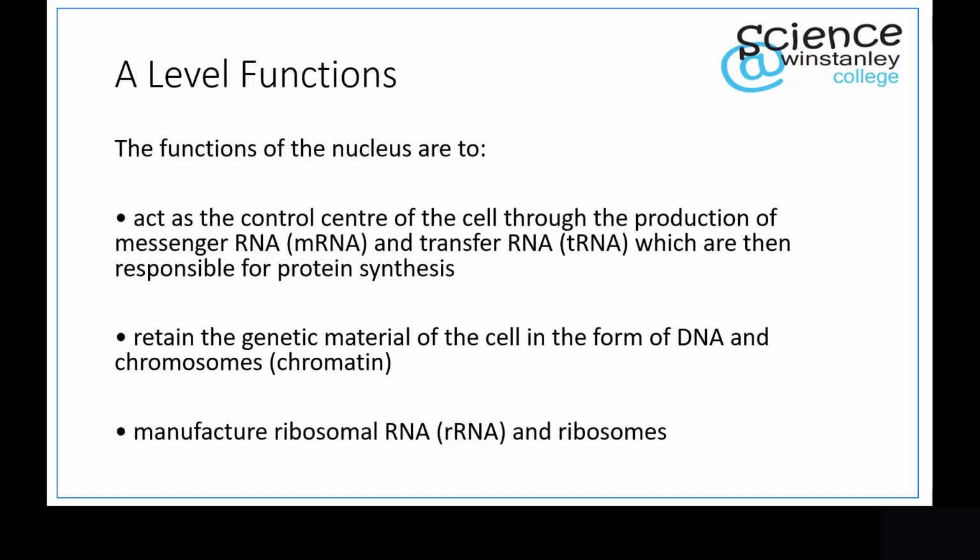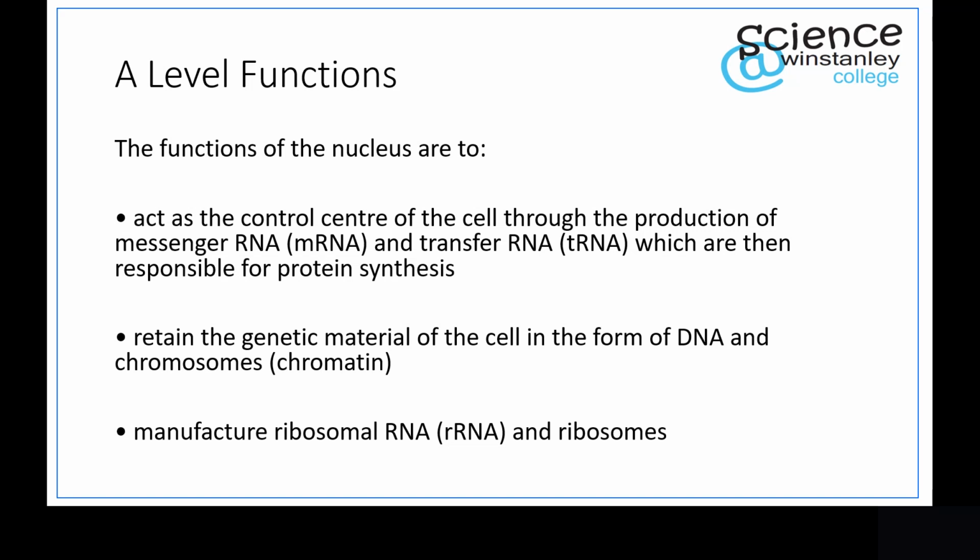The second bullet there is about retaining the genetic material of the cell. The actual nuclear membrane acts as a barrier between the cytoplasm and all the reactions that are happening in the cytoplasm and the inside of the nucleus, where all of the DNA is coiled up, like I said, around these histone proteins to form chromosomes.